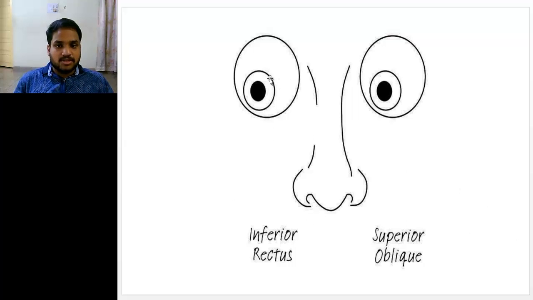So in this, again, you can see this is the right eye, this is the left eye. The right eye is abducted. In case of abduction, if the person wants to look down, the rectus system is activated, the inferior rectus. Now here the eye is adducted, and the person wants to look down. So it is the superior oblique, right? So here the superior oblique is acting.